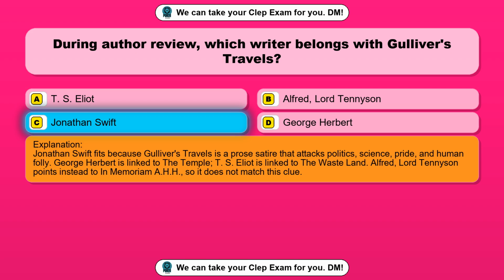George Herbert is linked to The Temple. T.S. Eliot is linked to The Waste Land. Alfred, Lord Tennyson points instead to In Memoriam A.H.H., so it does not match this clue.